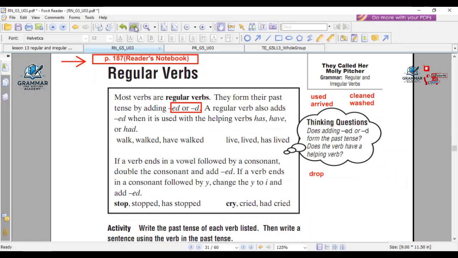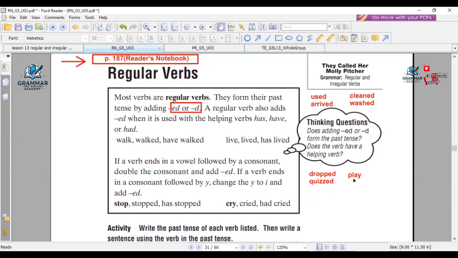The same thing is gonna be with drop and quiz. Drop: p, consonant; o, vowel. Double the last consonant before adding ed. Quiz: z, consonant; i, vowel. Double the last consonant before adding ed. We have also here play and marry.